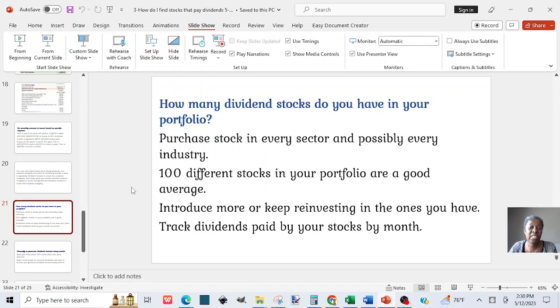So how many dividend stocks do you have in your portfolio, or how many dividend stocks should you have in your portfolio? I don't think there is a specific number you need to go with. You can go through all the sectors and have maybe 100 in mind to invest in. Once you have about 100 different stocks in your portfolio, you might track how much dividend income you are making a month, and then you can fine-tune your investment strategy.